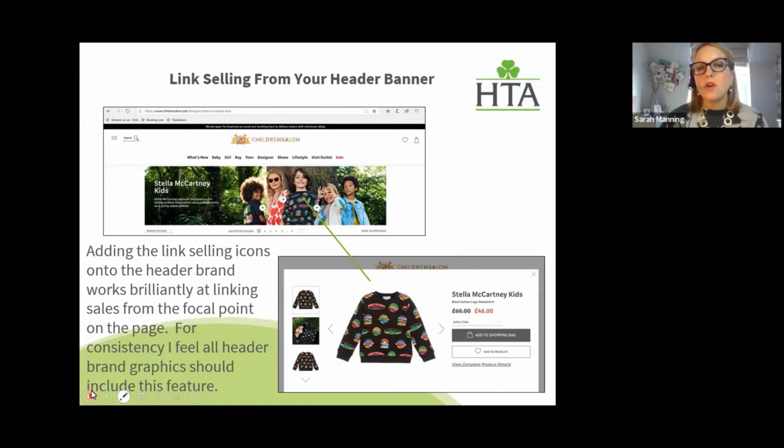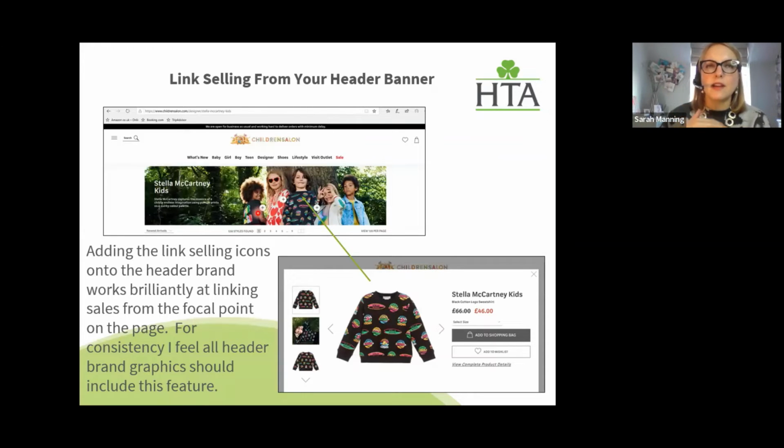A couple of things which I thought work particularly well. Lots of brands will implement a little icon, as we see here. This is an example from Children's Salon, where they've put icons over the product on the header banner. So as a customer, you clearly know how you can click from that product and then actually be converted on the page.